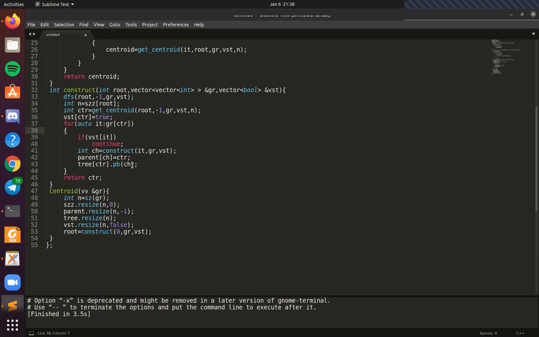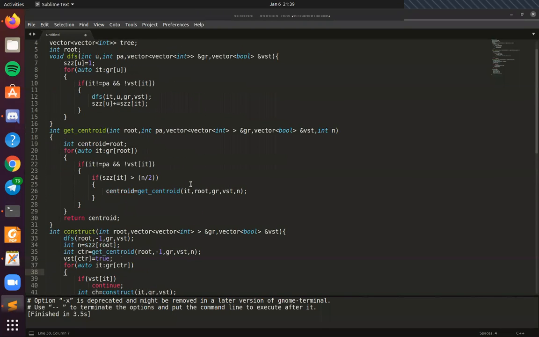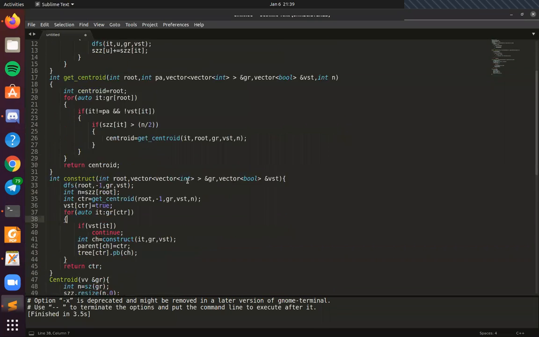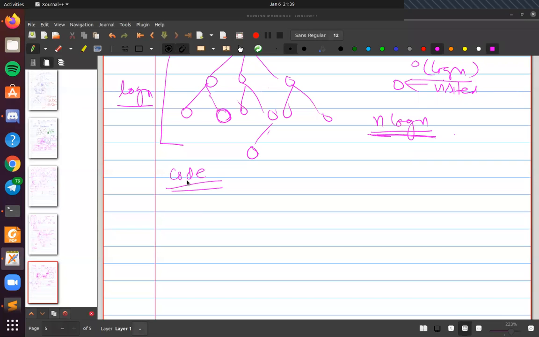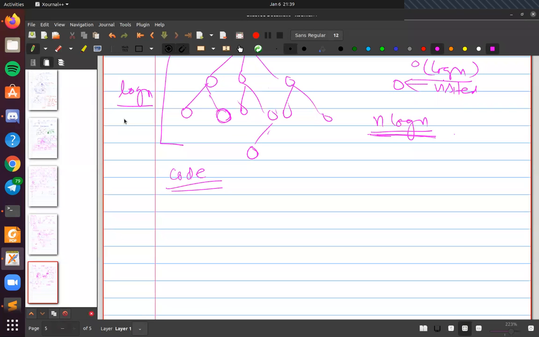Is it clear how we find the centroid and how we construct the centroid tree? Where did you remove the original child from the adjacency list? You added the new centroid. This line will ensure that we do not visit it during the DFS, but we have to modify the tree also, right? No, no, the adjacency list also. See, you have this.